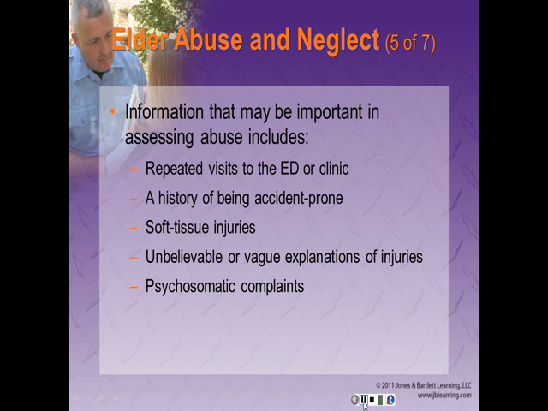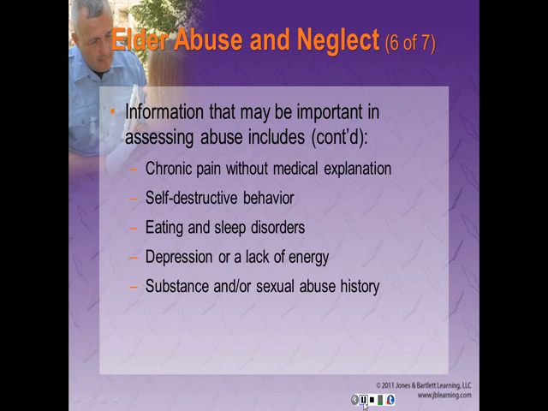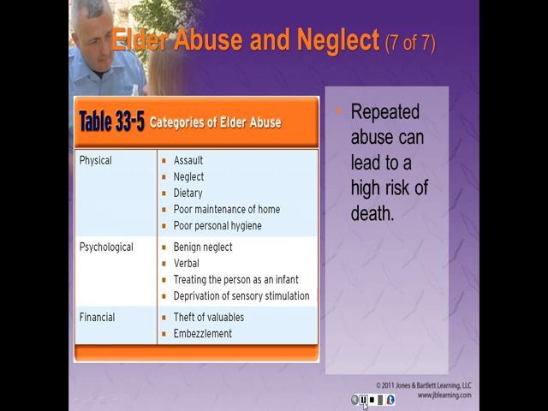of being accident-prone, soft tissue injuries, unbelievable or vague explanations of injuries, and psychosomatic complaints. Chronic pain without medical explanation, self-destructive behavior, eating and sleeping disorders, depression or lack of energy, and substance or sexual abuse history. Many patients who are abused are so afraid of retribution that they will make false statements. Repeated abuse can lead to a high risk of death. A preventative measure in reducing additional maltreatment of the patient is identification of the abuse by emergency medical providers.